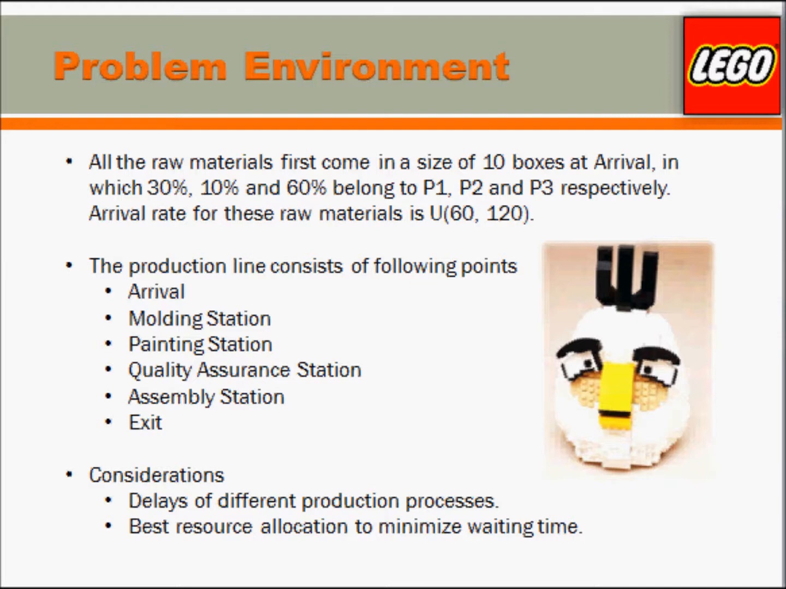Based on the 4 manufacturing steps, we simplify LEGO's production line into the following points. First is the arrival node. The raw material will come in boxes, and based on the proportion of target products, the raw materials will be fitted into different processes. They will probably go through the modeling station, painting station, quality assurance station, and assembly station, and then exit the production line. Our main considerations here are the delays or waiting time of different production processes.